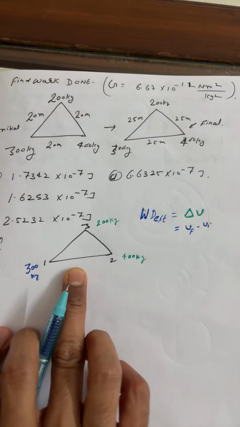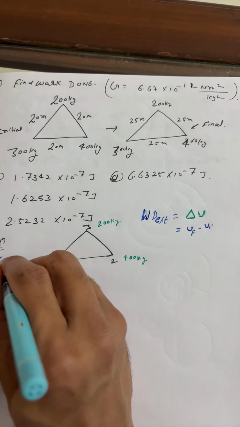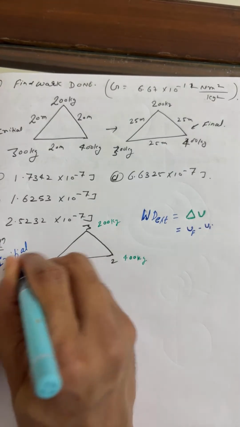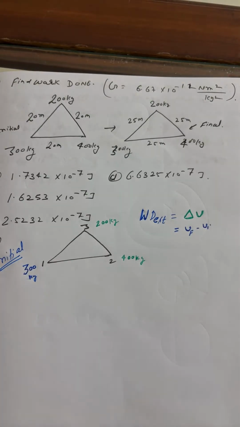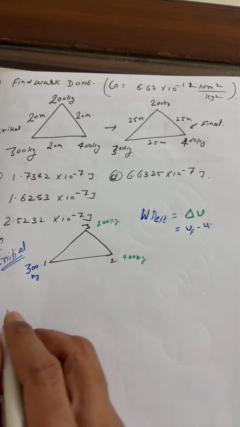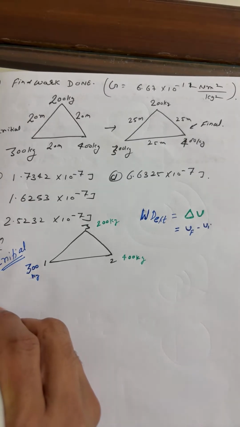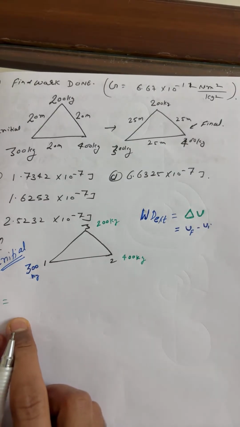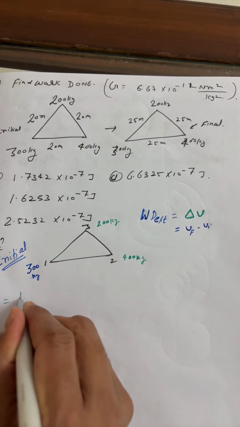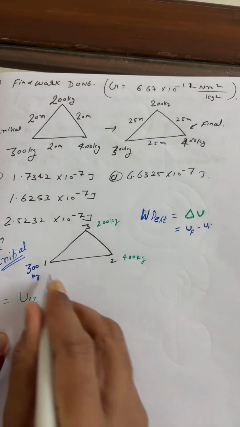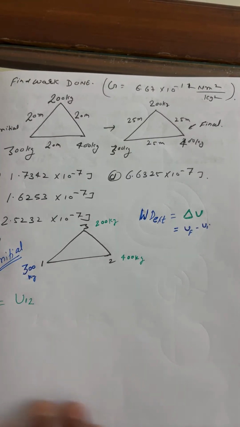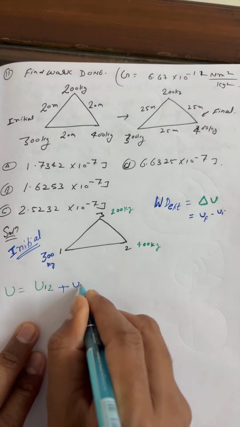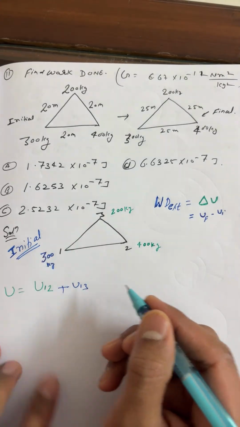Now I am finding this for the initial case. For the initial case, I'll make pairs here. First, this question you can solve by the CBSE method, I hope all of you remember. U1 due to 2 is the first pair, plus U1 due to 3. This is the first pair, this is the second pair.